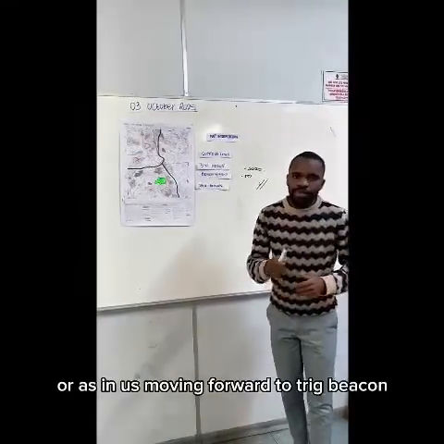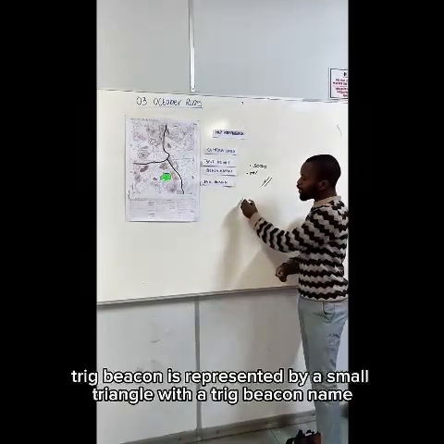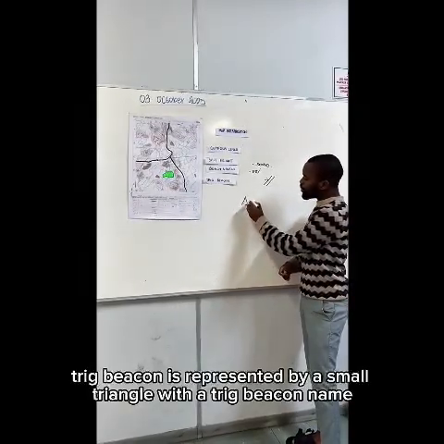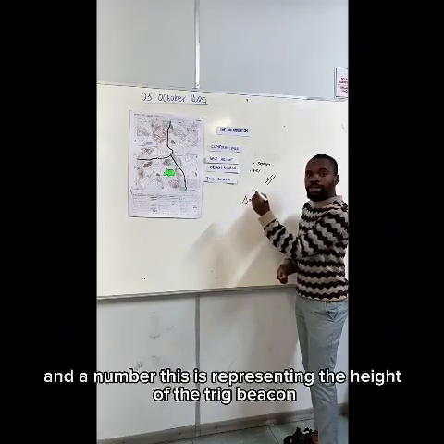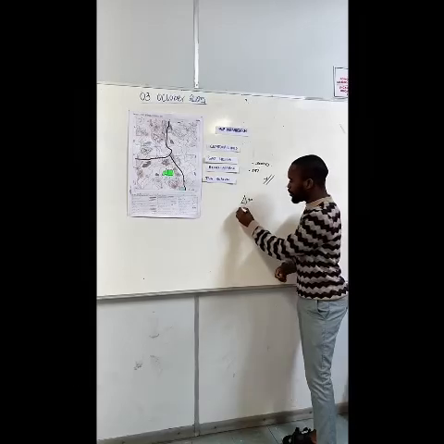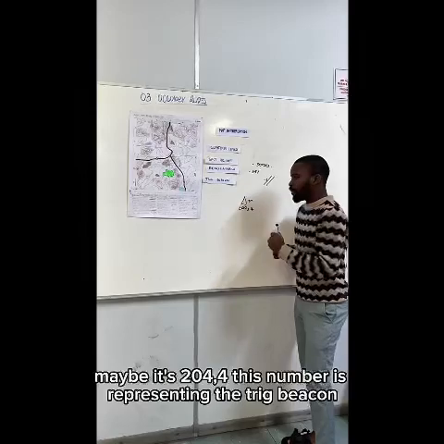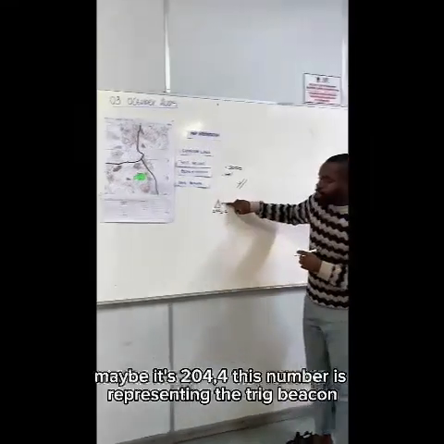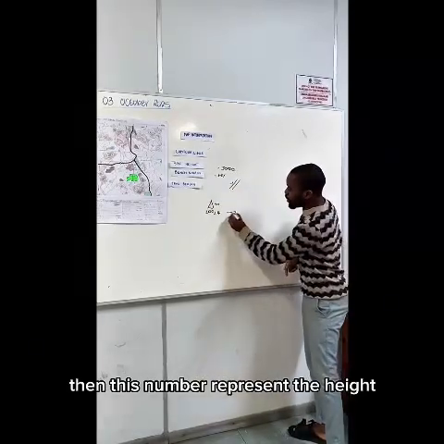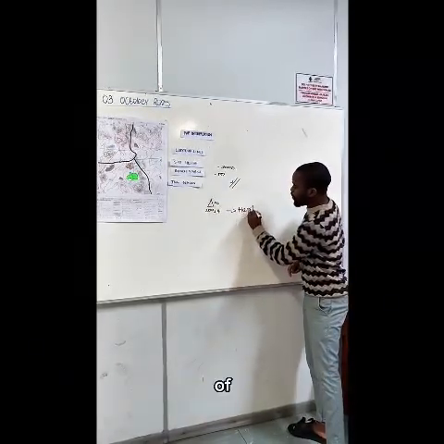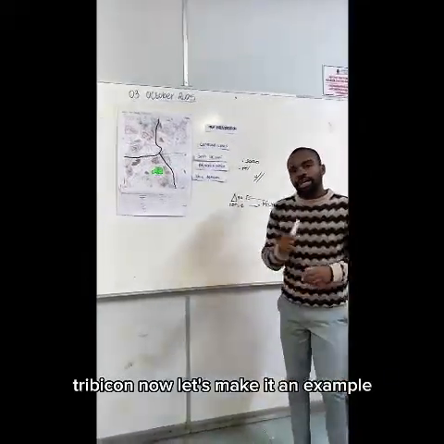Alright, moving forward to trig beacon. Trig beacon is represented by a small triangle with a trig beacon number and a number that represents the height of the trig beacon. Maybe it's 204.4. This number is representing the trig beacon. Then this number represents the height of the trig beacon. Now let's make it an example.